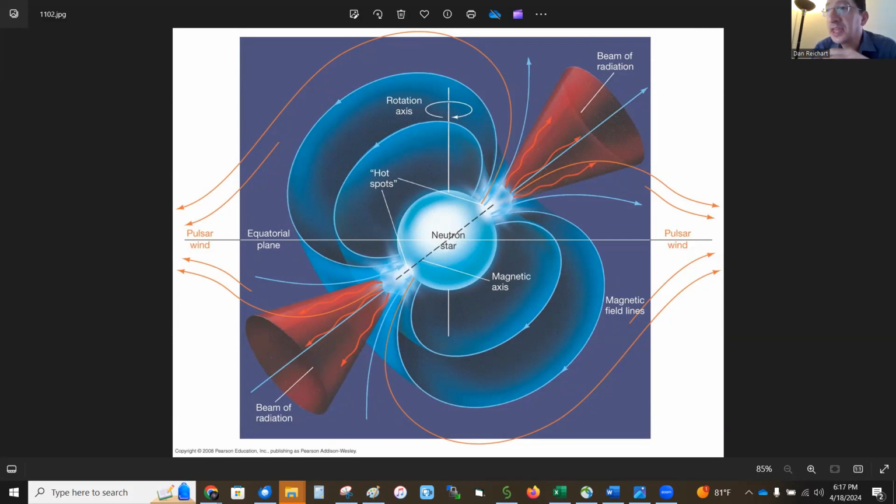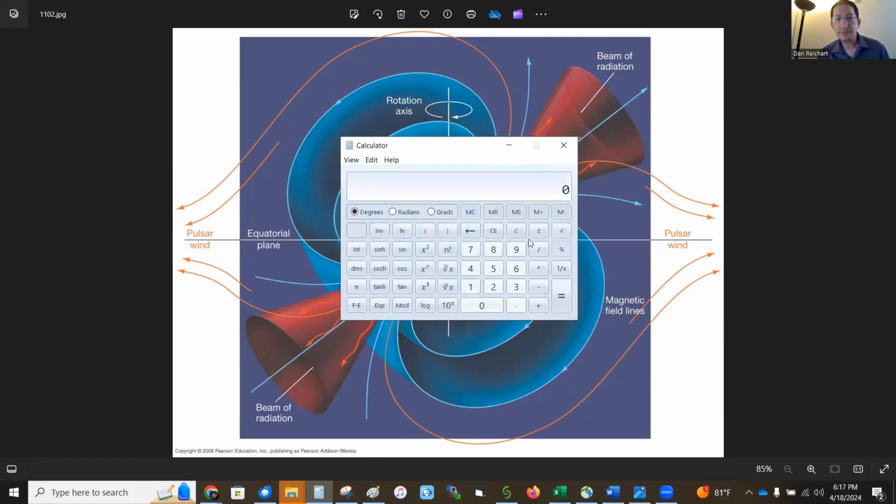Now, to put that in perspective, our sun's magnetic field is about 1 Gauss. Why the big discrepancy? Well, as you take a magnetic field and compress it, it grows stronger by the square of the compression factor. So we can actually explain these numbers very easily. Let's bring up a calculator.